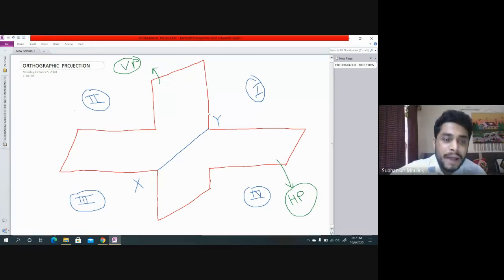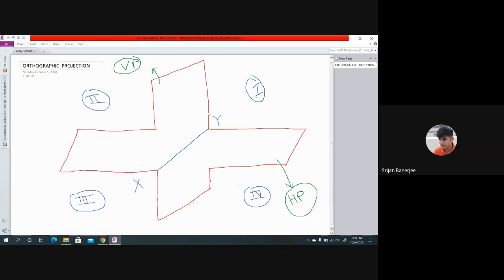If my object is placed in the second quadrant, how will I define it? My object is placed above HP behind VP. Is it clear? Similarly, if my object is placed in the third quadrant, how will I say it? My object is placed below HP behind VP. Is it clear? Similarly, if my object is placed in the fourth quadrant, I will say that my object is placed below HP in front of VP. Is it clear to all of you?